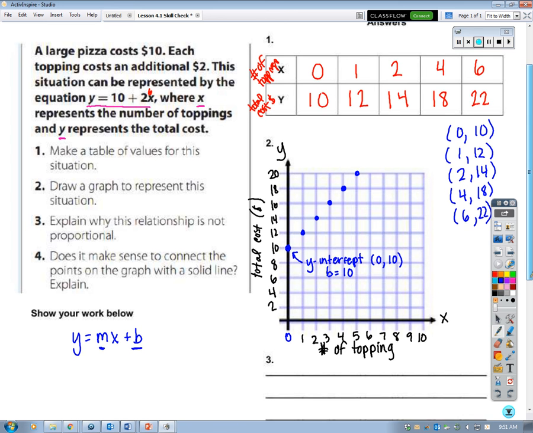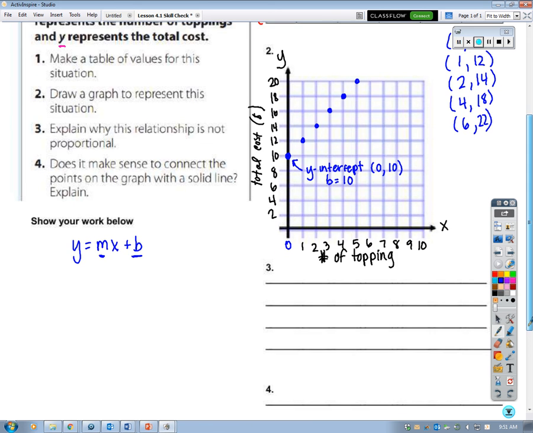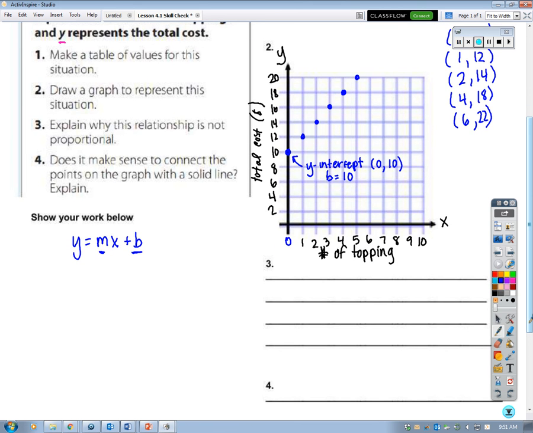I'm just going to scroll down a little bit, and we're going to look at question number 3. I'll leave the graph up there. So question 3 is asking, explain why this relationship is not proportional. Why is it not? How many of you guys think that this is a proportional relationship? How many of you guys think that is not a proportional relationship? Well, it's asking you why it's not, so it's telling you that it's not a proportional relationship, but why? What do you think, Michelle?